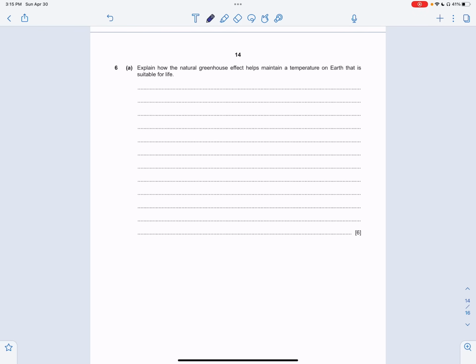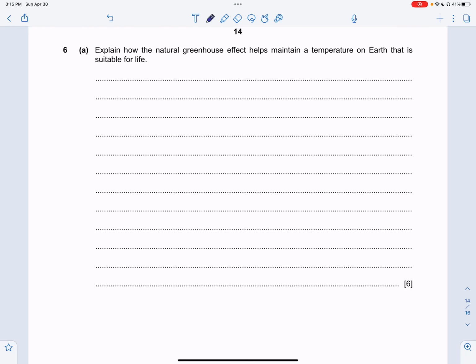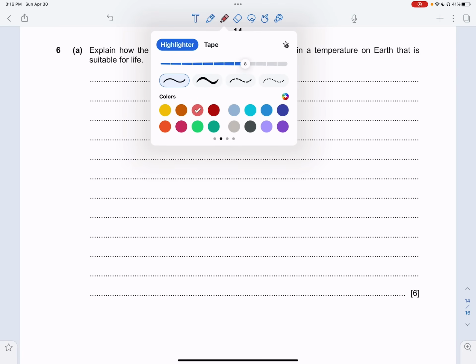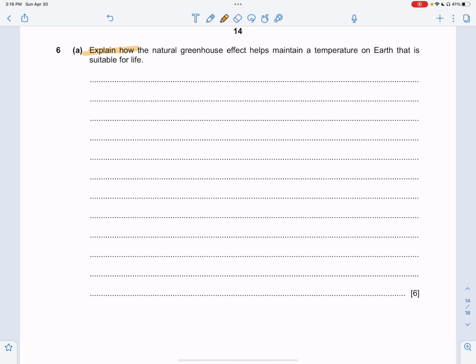So the natural greenhouse effect and how this is going to maintain a nice, comfortable ambient life. All right, and this is also very similar to what you guys have in your AS environmental class if you take it. So it explains why and how the natural greenhouse effect helps maintain a temperature on Earth that is suitable for life. So we're just talking about the normal natural greenhouse effect.